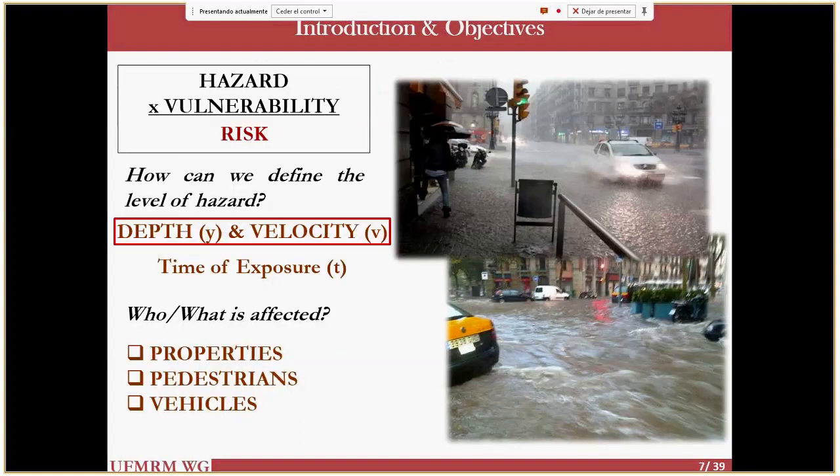I wanted just to refresh a couple of concepts that we will use in this presentation. The risk is the combination of hazard and the vulnerability of the element or person exposed to flooding. It means that there is no risk if either no hazard occurs or it affects a non-vulnerable area. On the other hand, depth and velocity are the literature-agreed variables to define hazards. And you can see here time of exposure, which is quite important as well, but less so when it comes to urban floods, because its duration is commonly a few hours. And finally, to the question of who or what is affected, you know that properties and pedestrians have been widely studied, but few studies about how to deal with vehicles can be found.